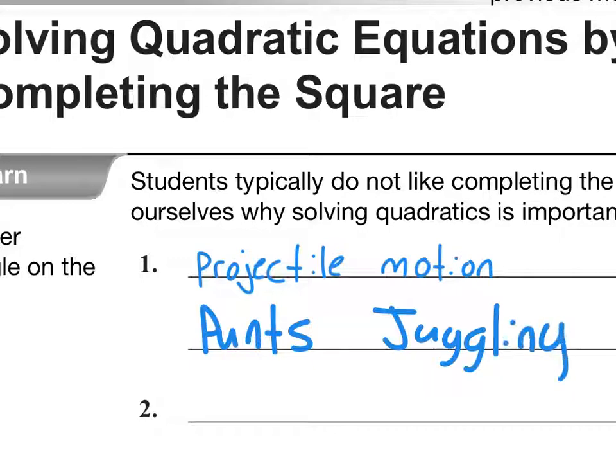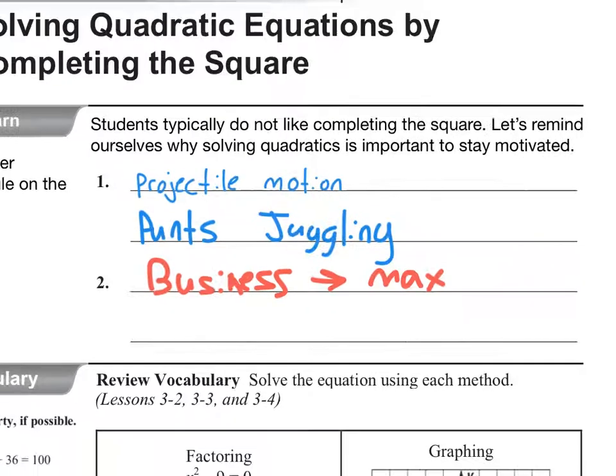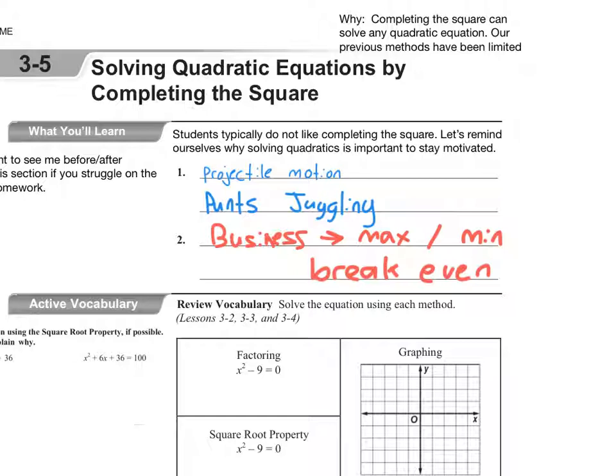We've done some from a business standpoint, where we're looking at maximizing profit or minimizing expenses and break-even points. So that's all the stuff that's still dealing with quadratics. Completing the square could ultimately help us address some of those concepts.